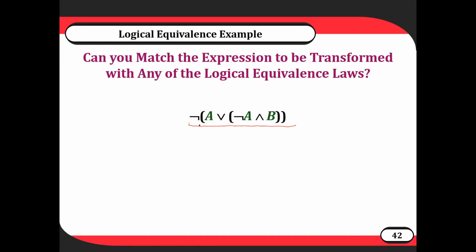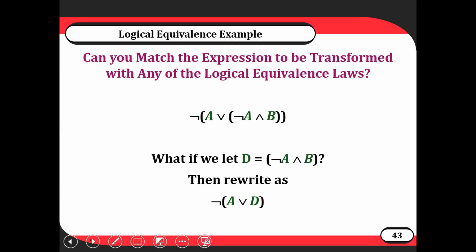So let's try and pattern match this expression to one of our laws. What if we let the variable D equal not (A and B)? So this little sub-expression here is going to become D. And now we have not A or D. So now, which rule does anybody remember that we might apply here? At this point, we're just taking shots in the dark.